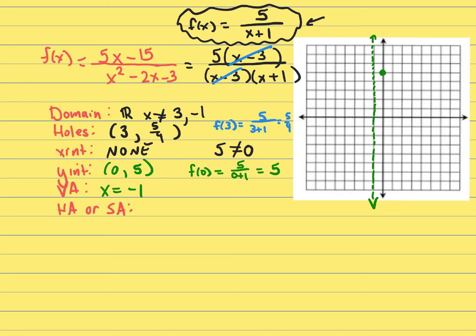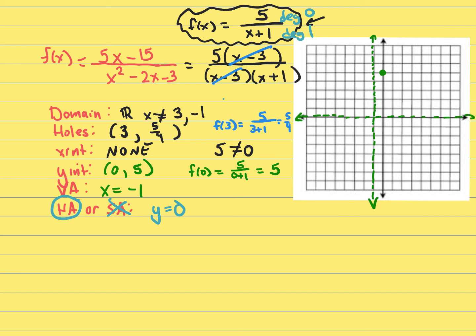And then the last, we have horizontal or slant, which remember is always based on the degree. Well, in our new function, the top is degree 0 and the bottom is degree 1. So if you refer to our chart, if the degree of the top is smaller than the bottom, this automatically has a horizontal asymptote of y equals 0. And if it's got a horizontal, it does not have a slant. So I'm going to put a dashed line at y equals 0.